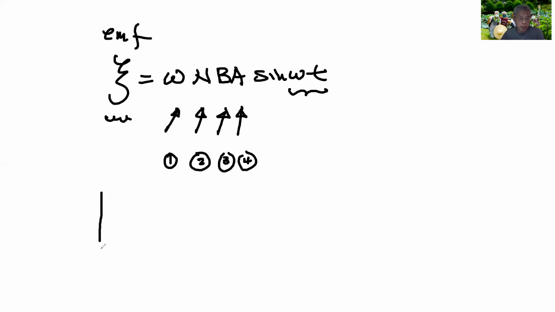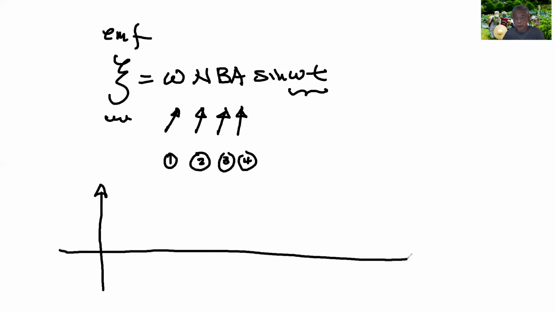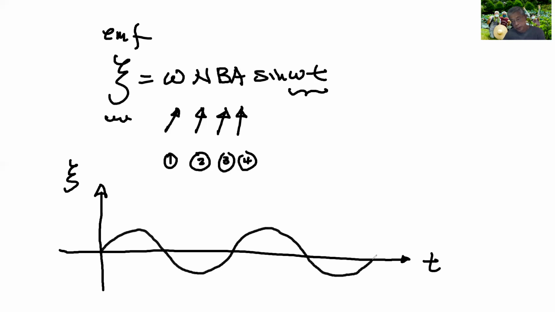Or you can see that this epsilon, this EMF, is changing with time, right? So if you plot it, you can see this is not a constant like a DC EMF, right? So sine omega t looks like this, right? So you go like that. That's the sine omega t shape. And this one here would be the omega NBA, right, for the maximum. And then that would change with time depending on your omega.